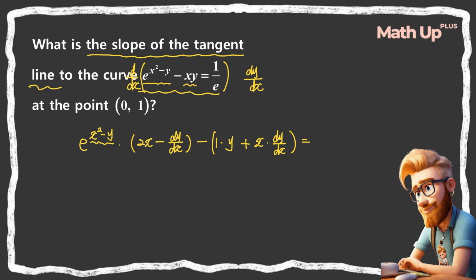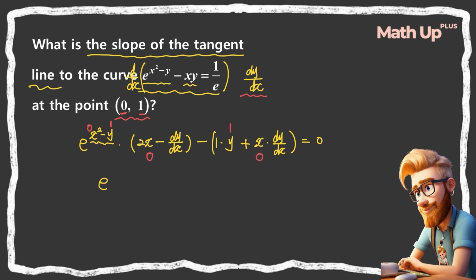And this is equal to the derivative of 1 over e. This is a constant, right? So its derivative is equal to 0. Now, since we are looking for dy/dx at this point, substitute 0 for x and 1 for y. So 0 here, 1 here, 0, 1, 0.